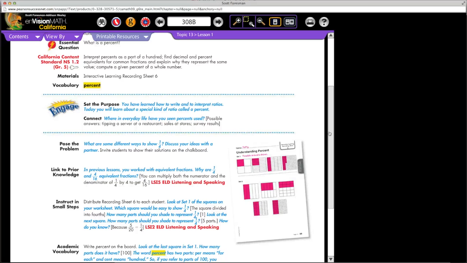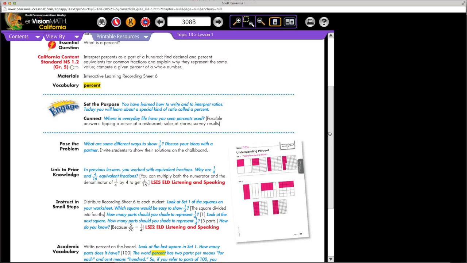So in this case, you're posing a problem. You're asking students, what are some different ways that you can show 1/4? And then having students discuss their ideas with a partner. Now, just at this point, you're going to get a good sense of what your students know and don't know when it comes to representing a fraction, this fraction being 1/4, in different ways.